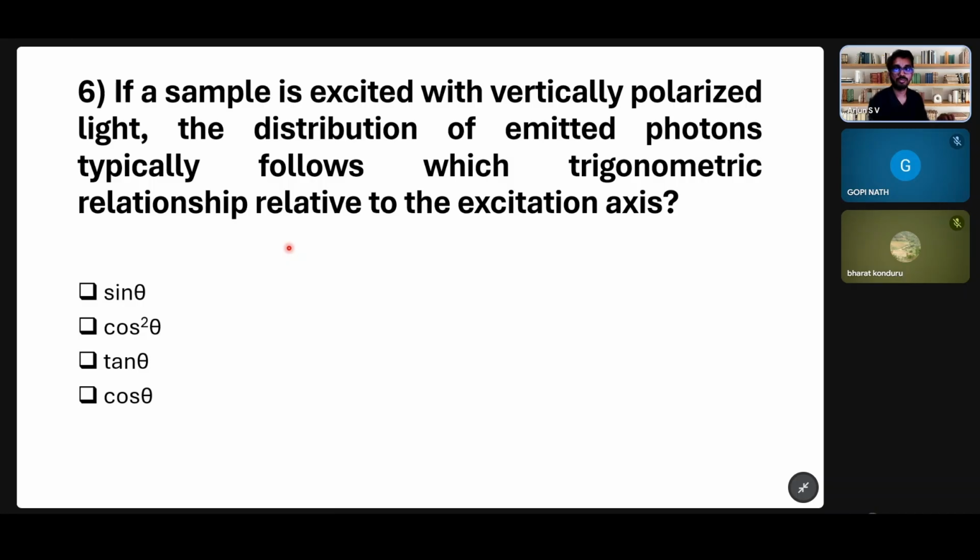So if a sample is excited with vertically polarized light, the distribution typically follows which trigonometric relationship related to the excitation axis? Yeah, cos square theta. So it's kind of pretty simple. So next question.